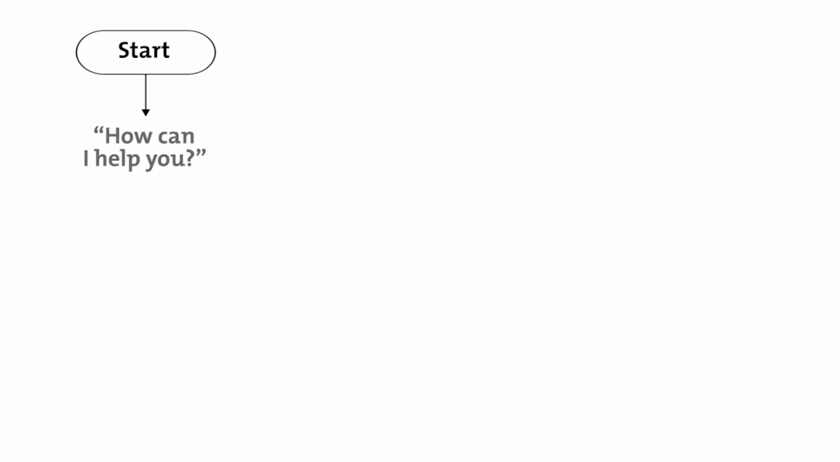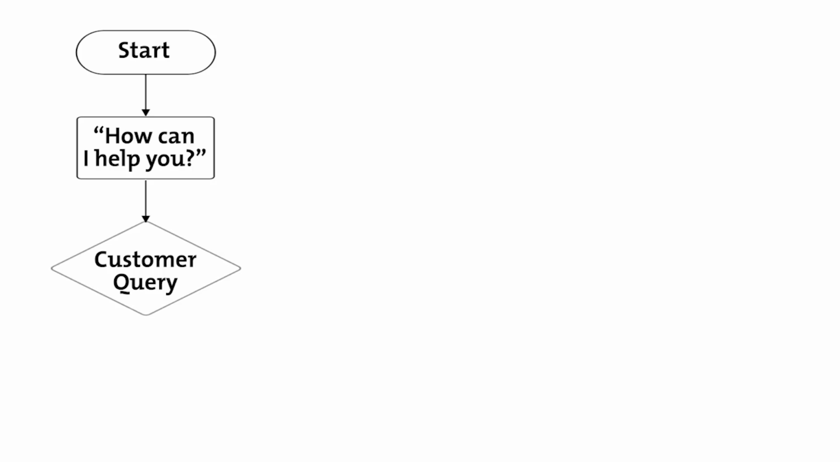For instance, imagine you're creating a flowchart to show your team how to handle customer calls. The first step is to answer the phone and to say, "How can I help you?" This is an action, so it would go into a rectangle. Then your team must respond to the customer's query. This involves a decision, so this step would go into a diamond shape.